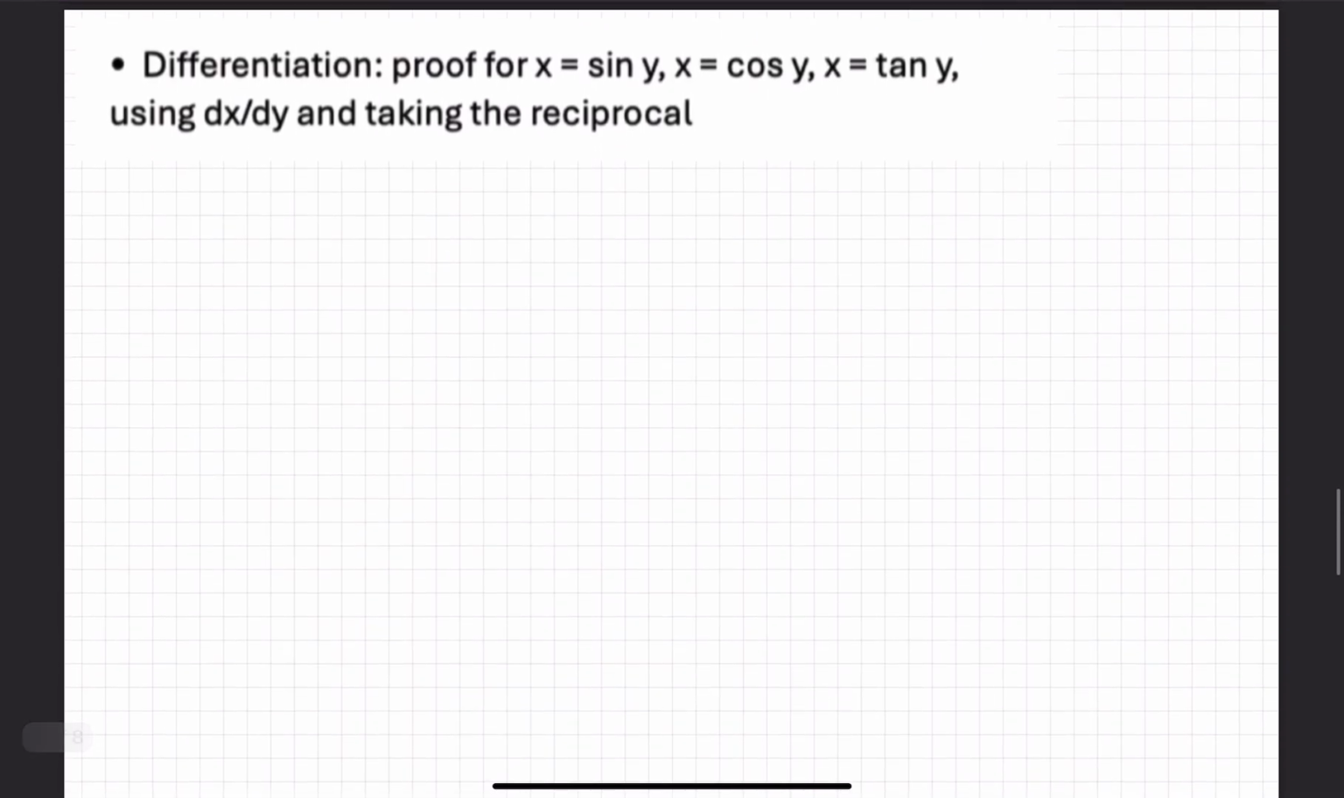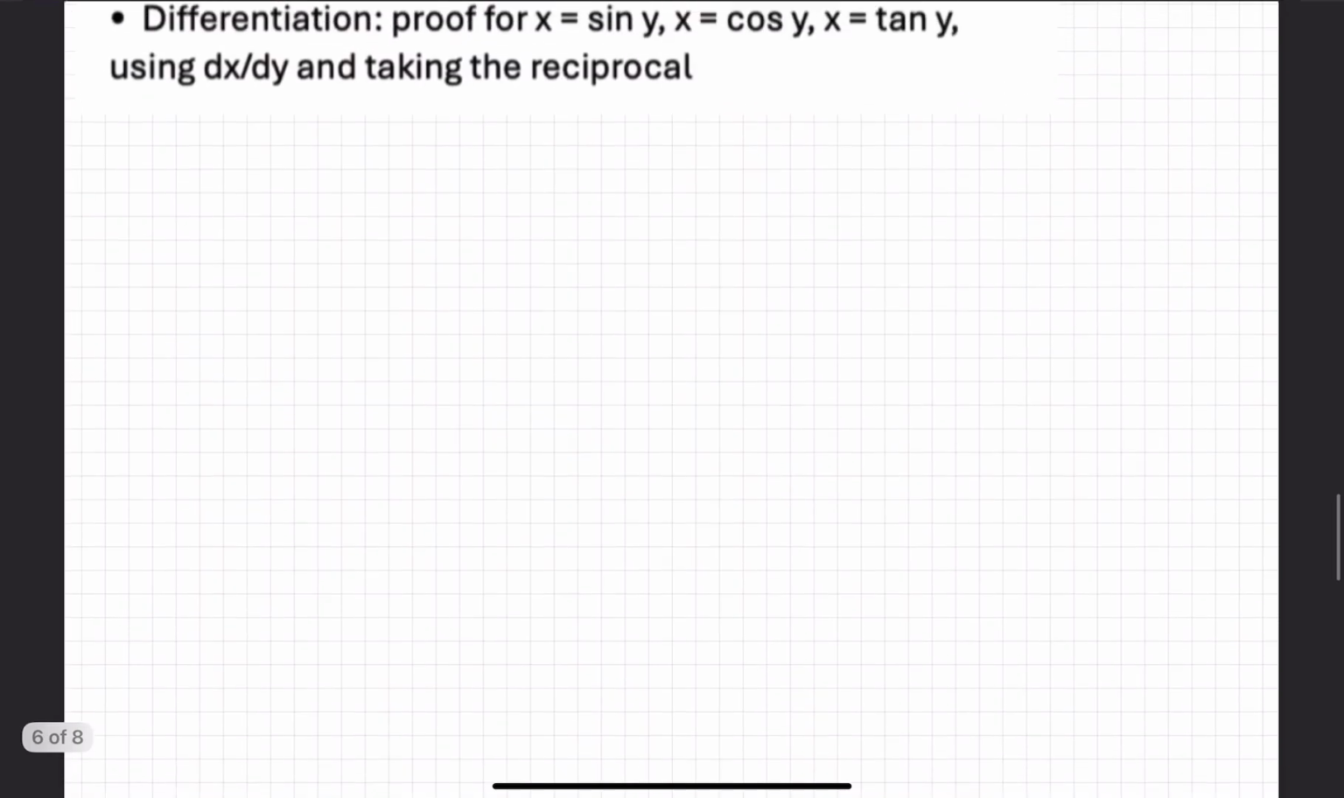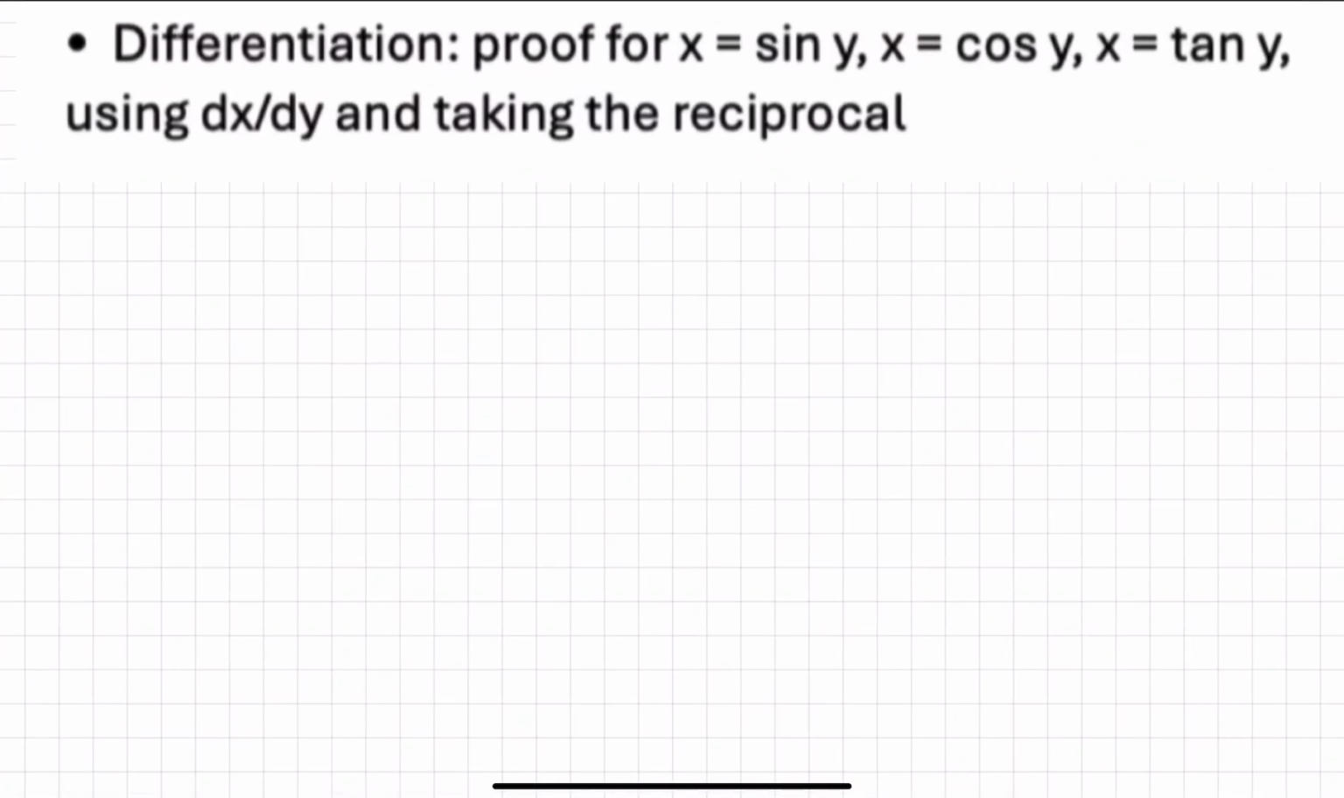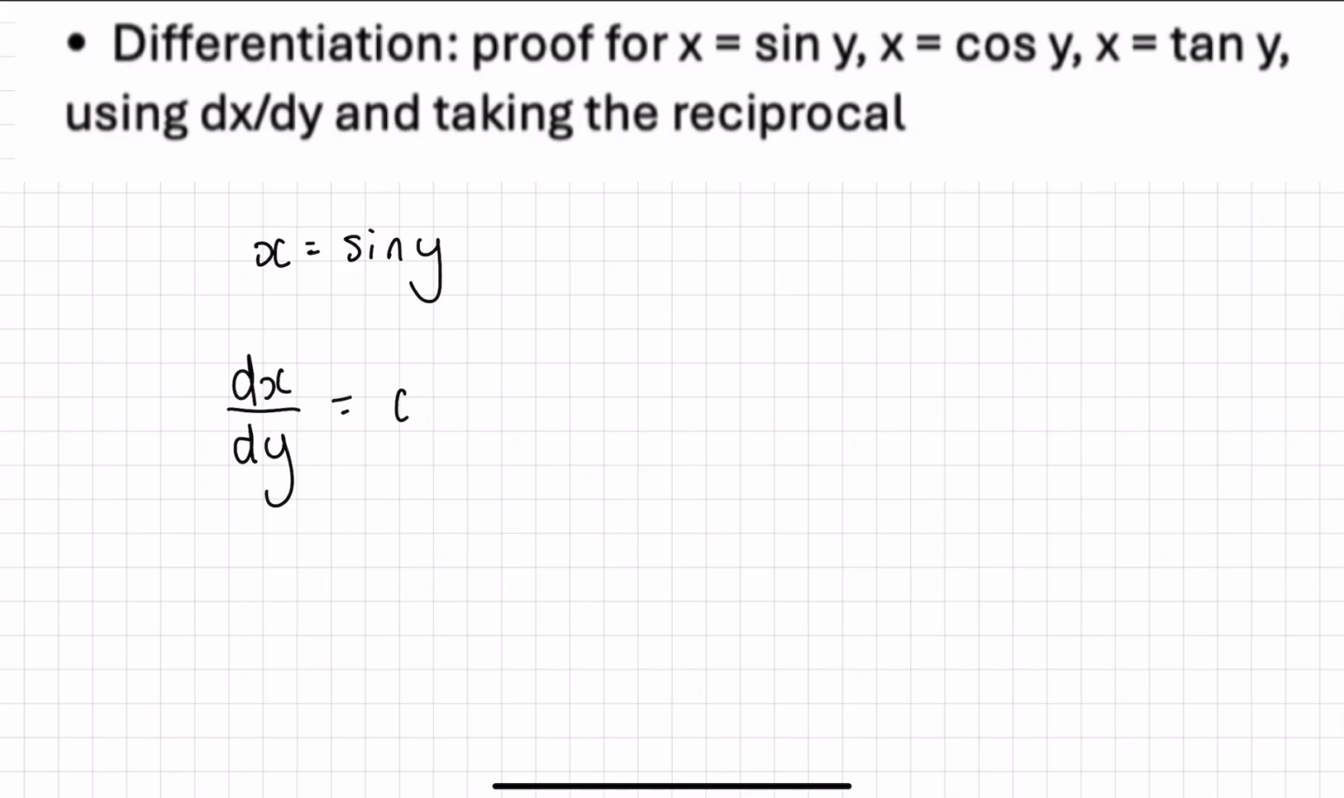Right, derivative. Prove that x equals sine y, x equals cos y, x equals tan y. Using dx over dy, take the reciprocal. Really nice question. Sometimes it says find dy over dx and leave it in terms of x, so I'll do both. I'll do one of these. x equals sine y, dx over dy is cos of y. So dy over dx is the reciprocal, 1 over cos y.